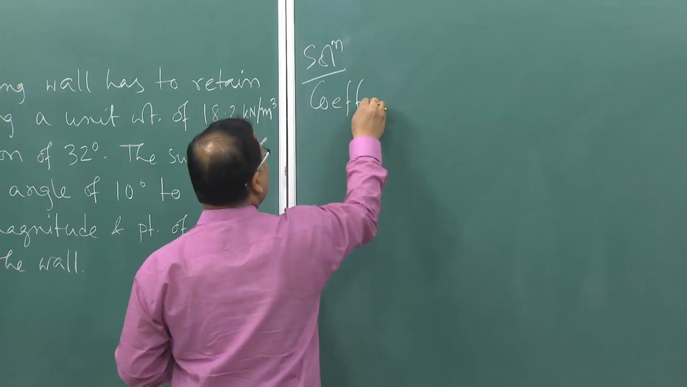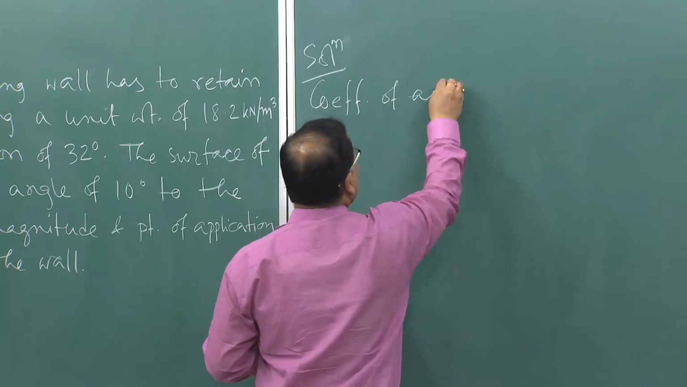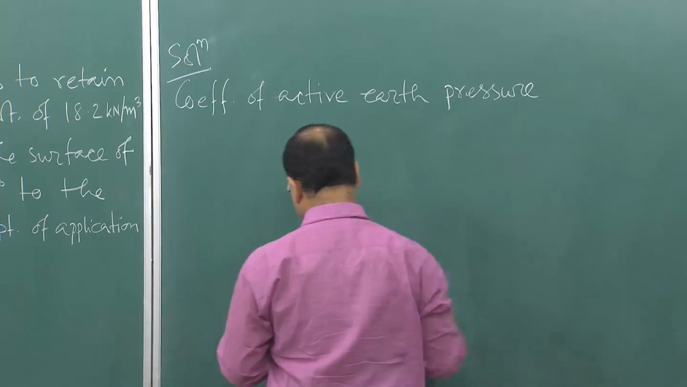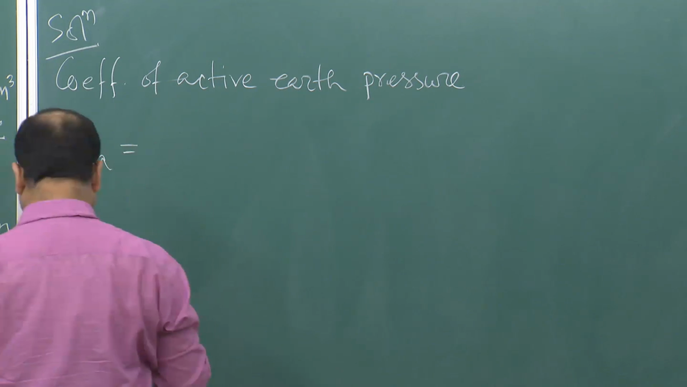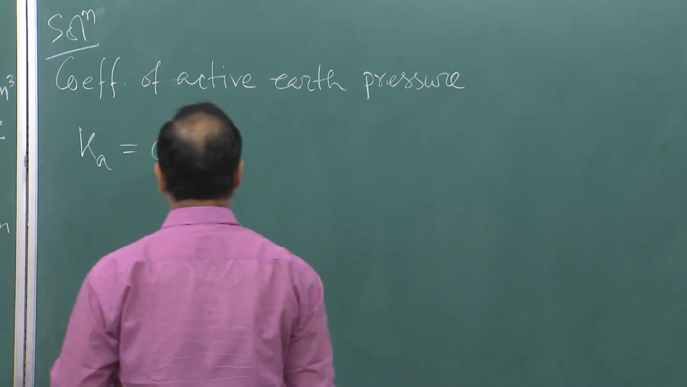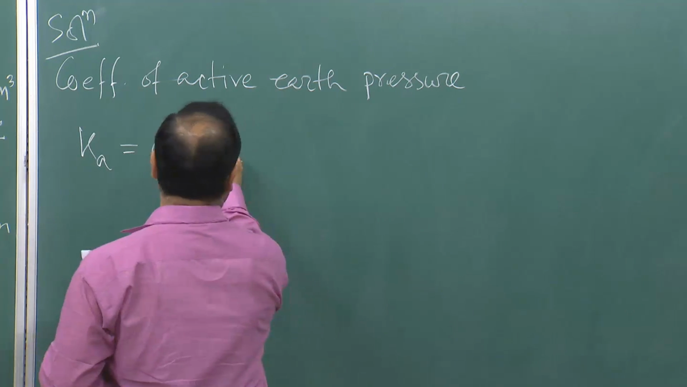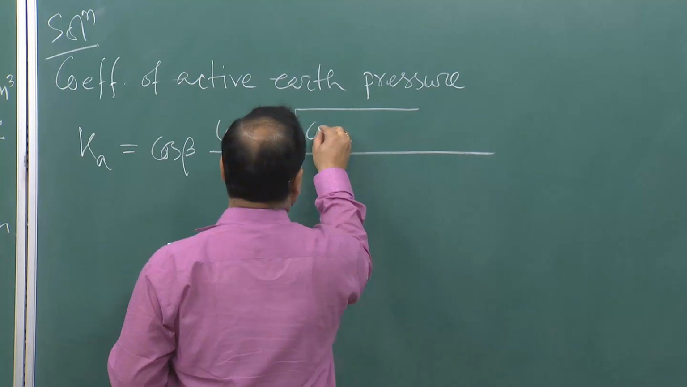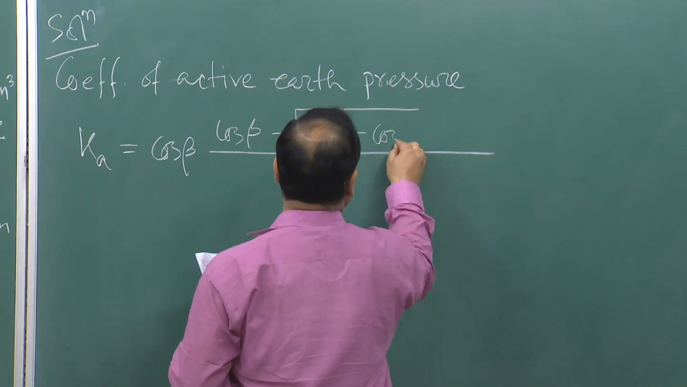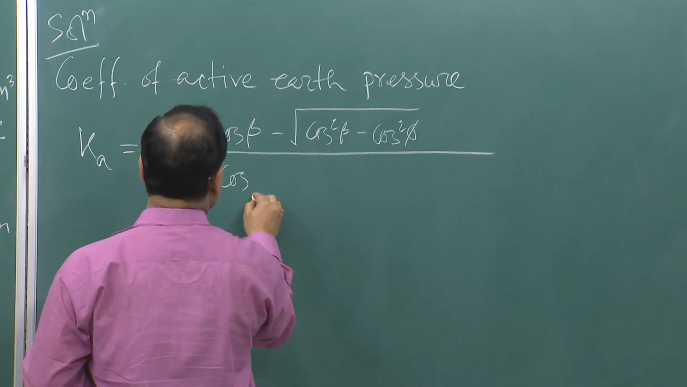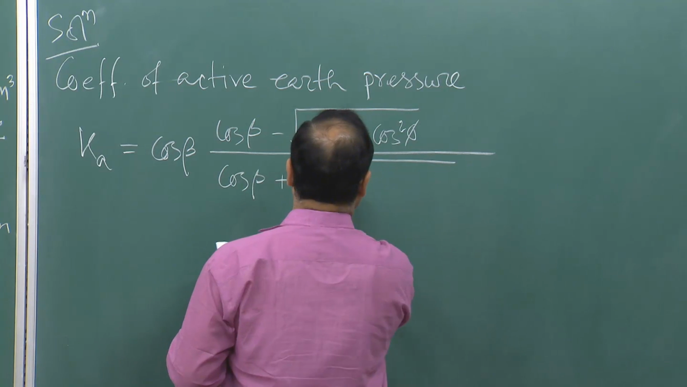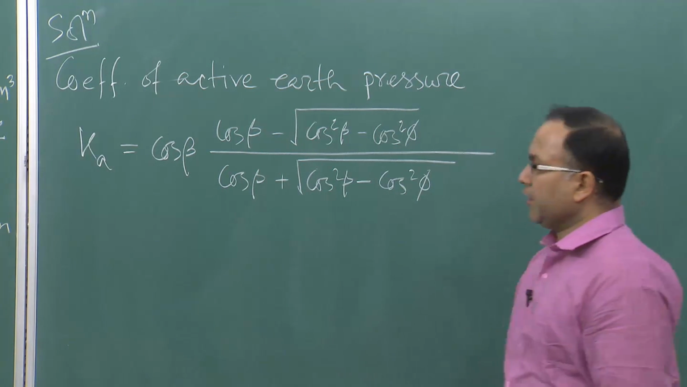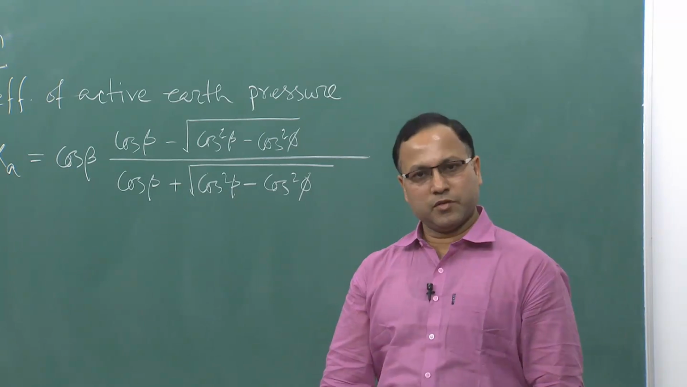First we will try to find out the coefficient of active earth pressure, say Ka. Already we have seen this formulation in the lecture: Ka = cos beta into (cos beta minus square root of cos square beta minus cos square phi) divided by (cos beta plus square root of cos square beta minus cos square phi), where beta is the angle of inclination of the backfill and phi is the angle of internal friction of soil.